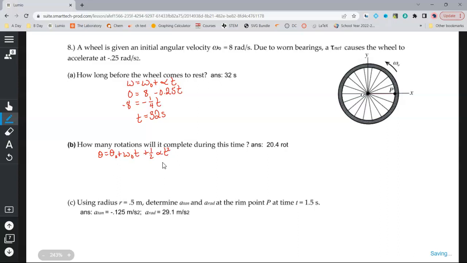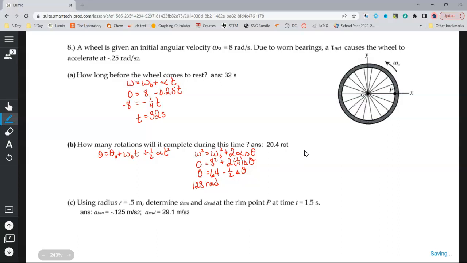Now there's two ways I can do this. I can do this version, or I could do omega squared equals omega naught squared plus 2 alpha change in theta. I tend to go with this one because time, I calculated it, I could have an error. Try not to introduce errors. So I'm going to have 64 minus 1/2 delta theta. That is equal to 0. So I get 128 radians.